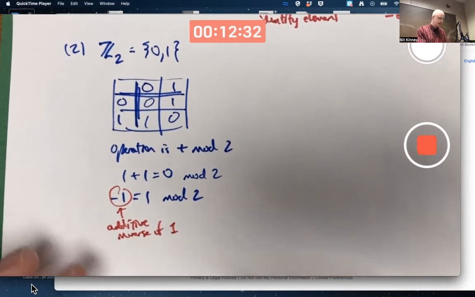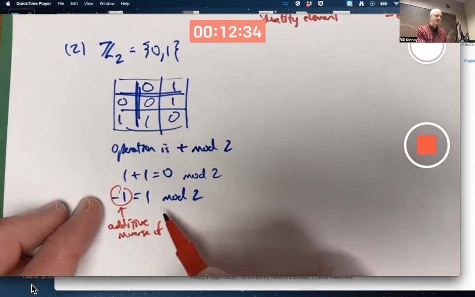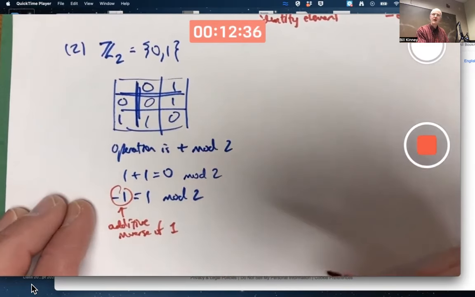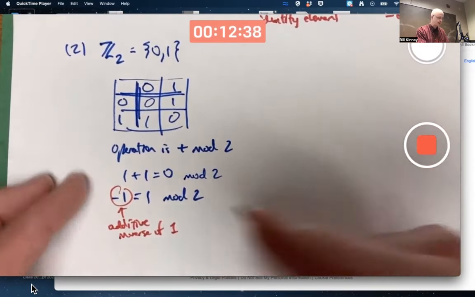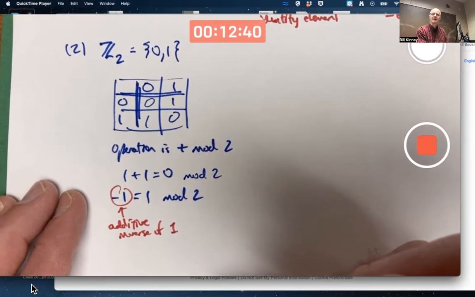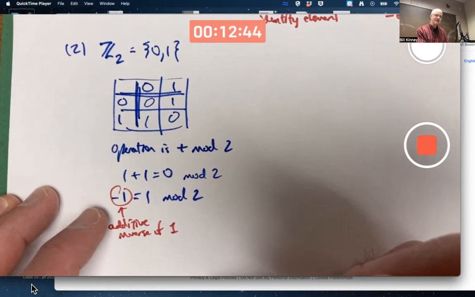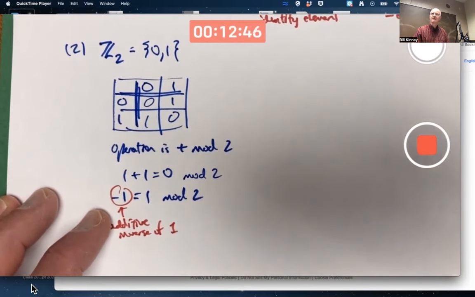I mean, yes, ultimately it is an element of this group. It's 1 itself. 1 is its own additive inverse because 1 plus 1 equals 0. That's the reason. But technically, when you put the negative sign in front of it, you're saying, I want the additive inverse of that thing.